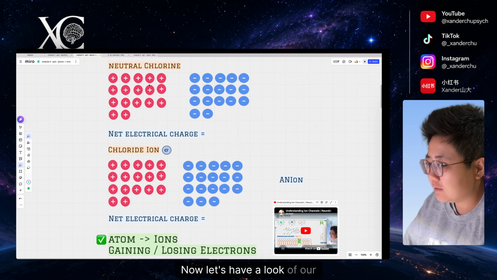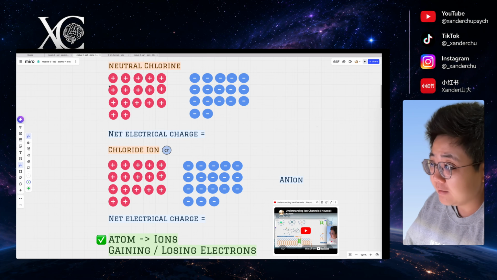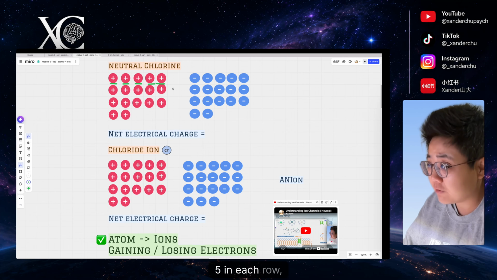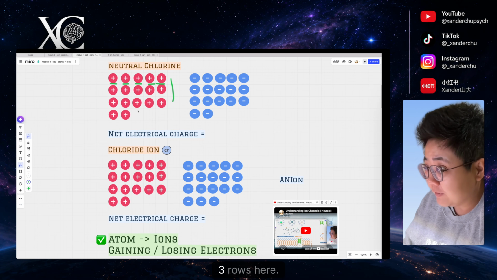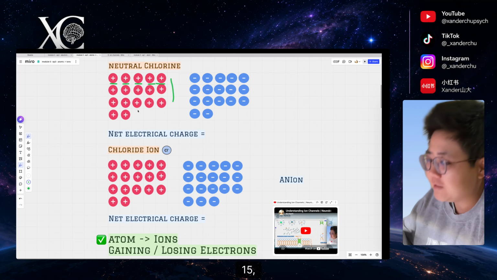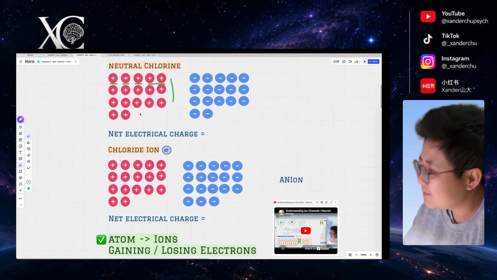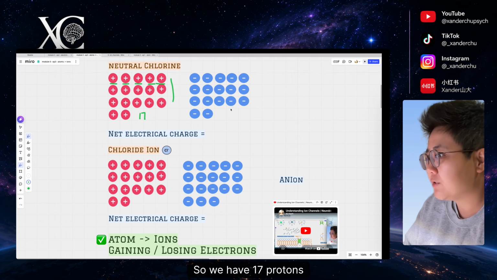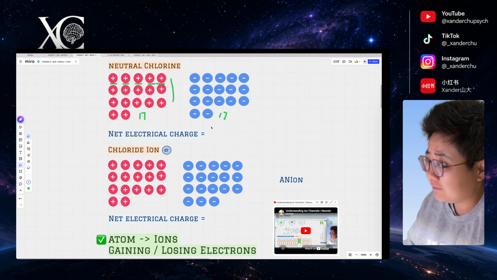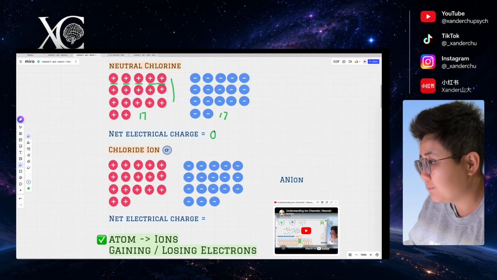Now let's have a look at our chlorine. Chlorine, here we have 1, 2, 3, 4, 5 in each row. 3 rows here, so 5 times 3 is 15. It is 15, and plus 2 is 17. So we have 17 protons and 17 electrons. And currently, with the equal number, the net electrical charge is 0.